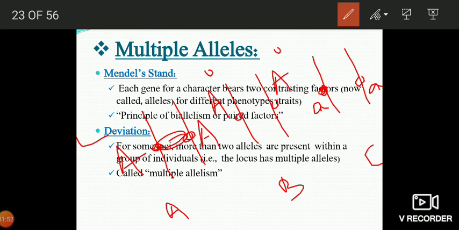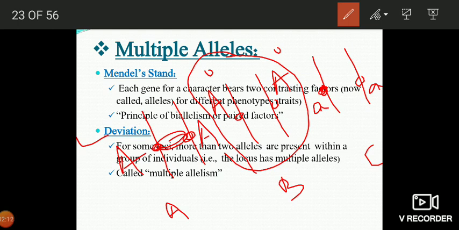This occurrence of more than two contrasting alleles, more than two alleles for a gene within a group of individuals, within a population, this is known as multiple alleles. Okay, एक ही इंडिविजुअल में तीन एलील्स नहीं हो सकते. याद रखना बेटा, एक इंडिविजुअल में तीन एलील्स नहीं हो सकते.